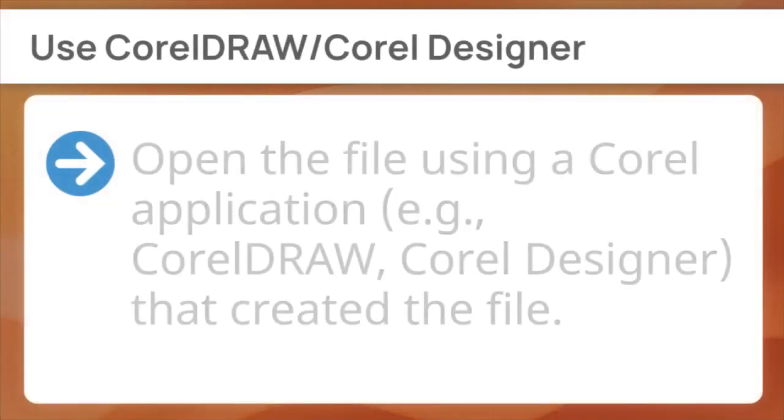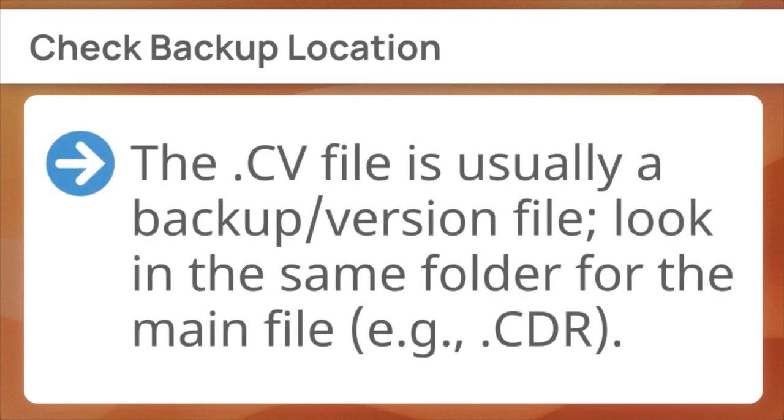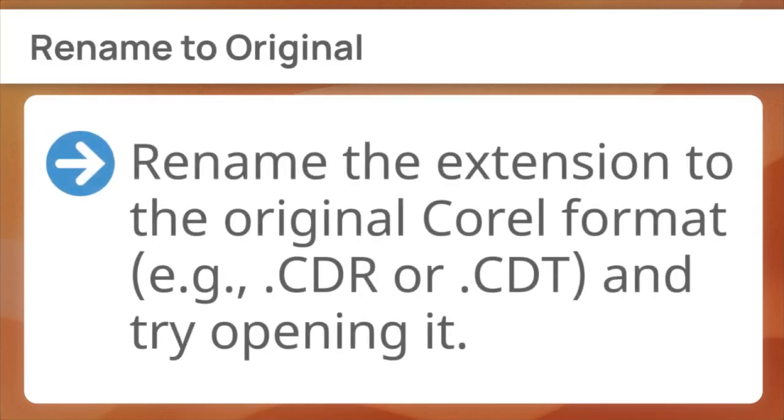First, use CorelDRAW Corel Designer. Open the file using a Corel application, e.g. CorelDRAW Corel Designer that created the file. Next, check backup location. The CV file is usually a backup version file. Look in the same folder for the main file, e.g. CDR. Finally, rename to original. Rename the extension to the original Corel format, e.g. CDR or CDT, and try opening it.